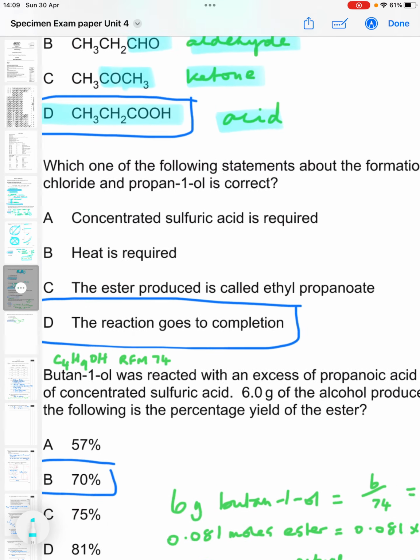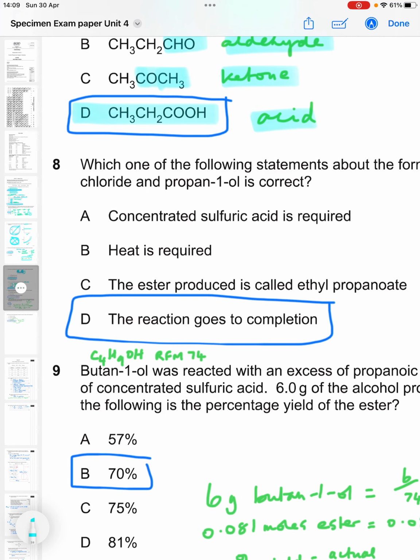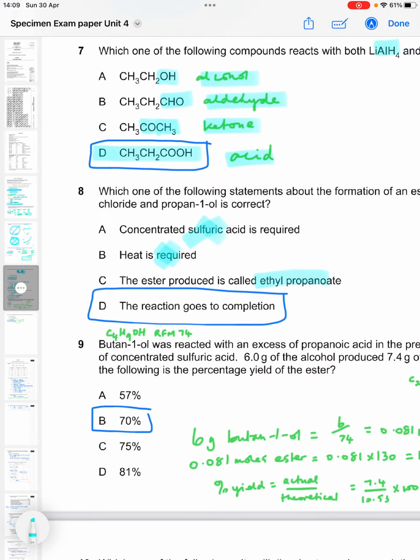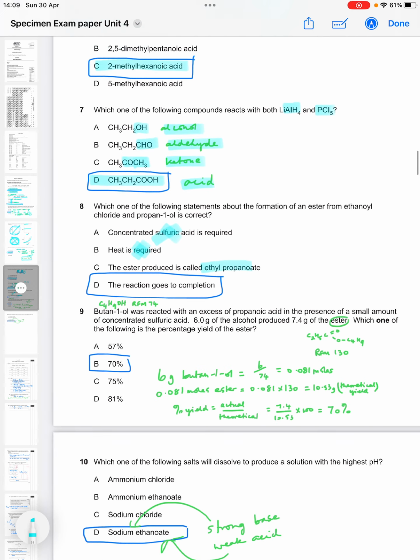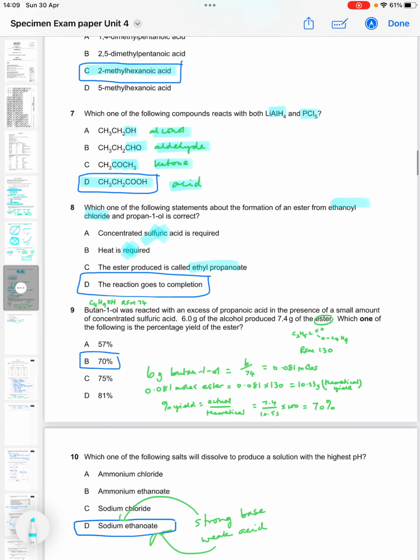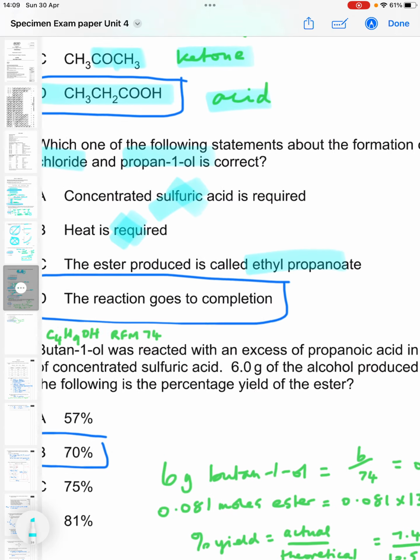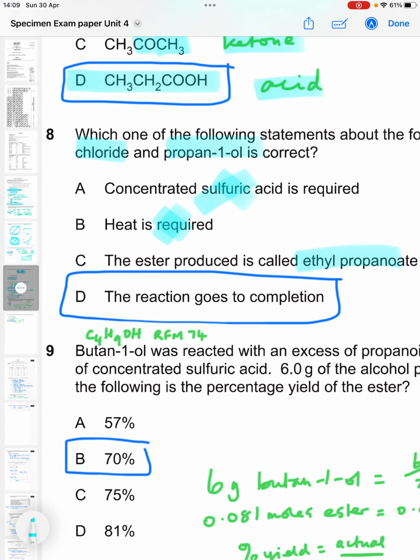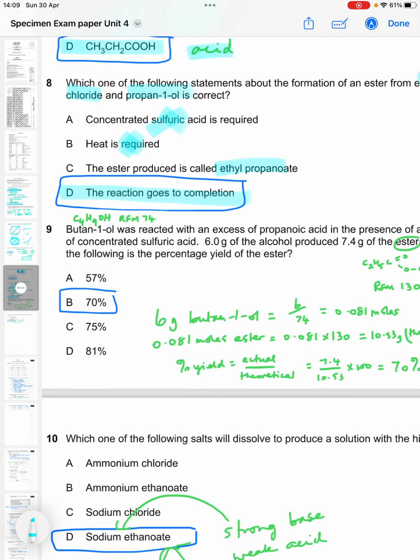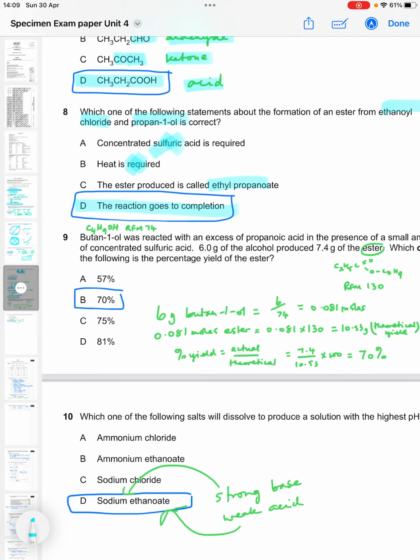And 8, which one of the following statements about the formation of an ester from ethanoyl chloride and propan-1-ol is correct? So it's just a matter here of knowing your facts for it. Conc. sulfuric acid is not required, heat isn't required, the ester is not ethyl propanoate. If we look at this, it's ethanoyl chloride and propan-1-ol, so it's going to be an ethanoate from the ethanoyl chloride, so it has to be D. The reaction goes to completion.